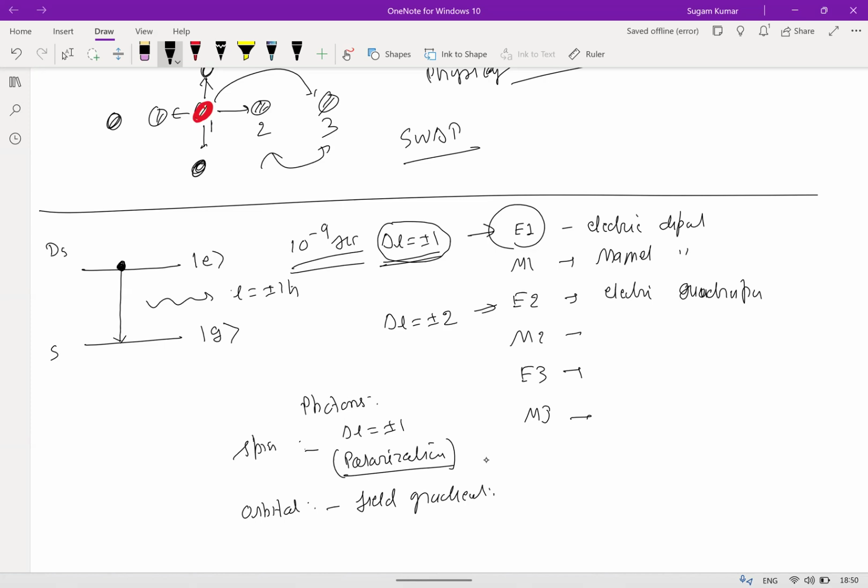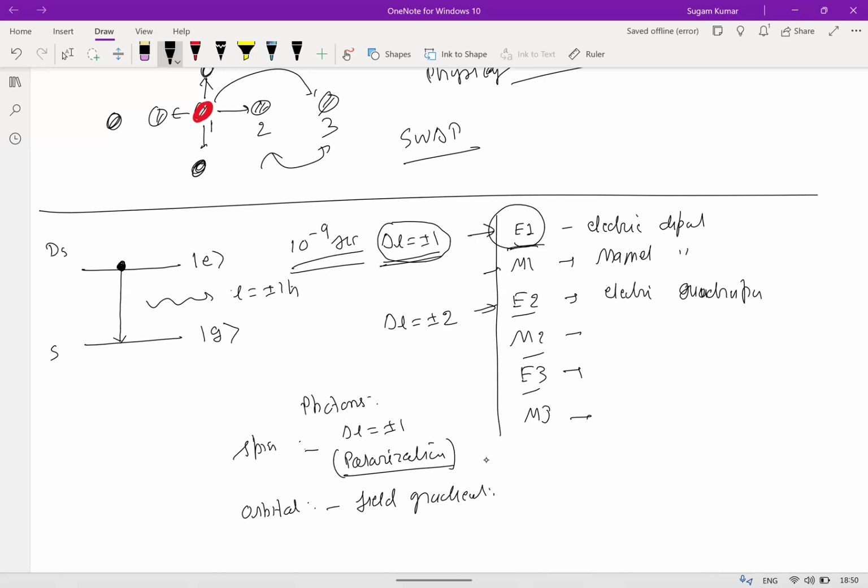So this cannot go through the E1 transition. It will try the other modes also. It may try M1, E2, M2, E3, but then the process becomes a little bit delayed. So it will take more time to come down. That's why higher multipole transitions are delayed transitions. They always take a longer time. Clear? I hope this picture is clear. Or any question you want to ask about these multipole transitions?